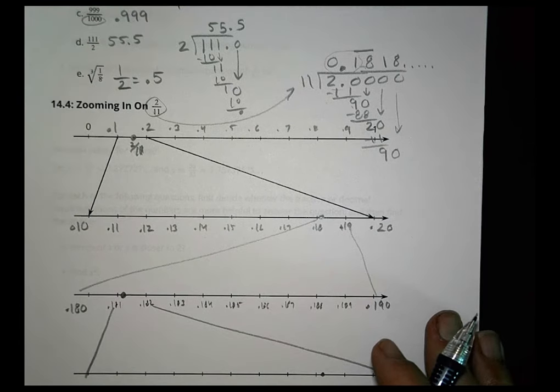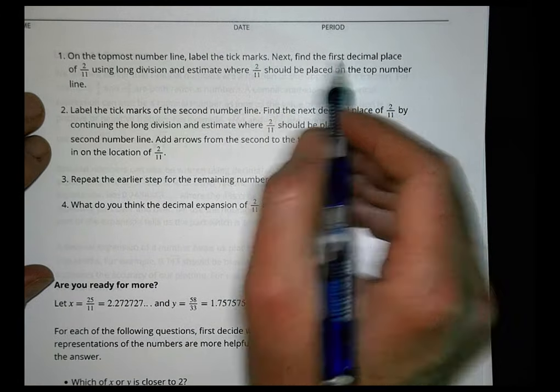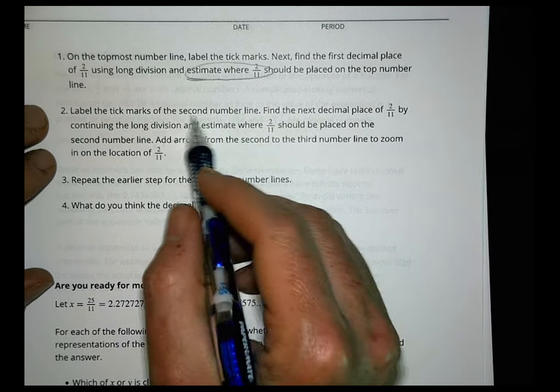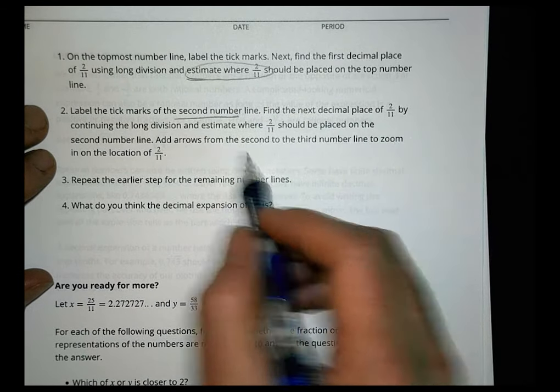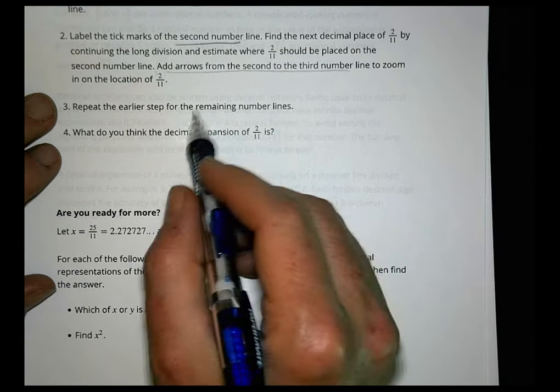Okay, so that's repeating that step again and again, which is what it said to do in our directions, right? In the top line, we labeled the tick marks, we found the first decimal place, and we estimated where 2/11 was going to be. We did it on the second number line as well, and kept estimating, and we added arrows to the third number line, and we kept going for the remaining number lines.